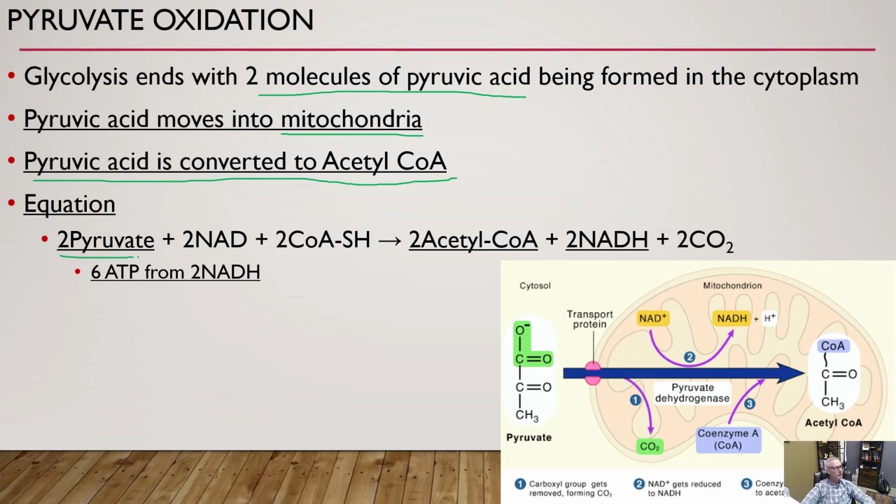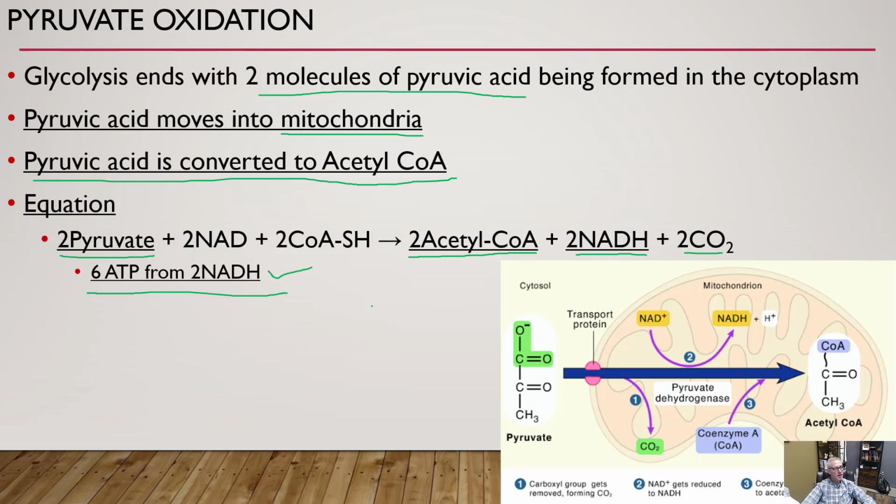So our 2 molecules of pyruvate get converted into 2 molecules of acetyl-CoA, and we have 2 NADHs and 2 carbon dioxides. Those 2 NADHs go to the electron transport chain. Remember, 3 ATPs per NADH, 2 times 3 is 6. So that's how we get our 6 ATPs from our 2 NADHs.